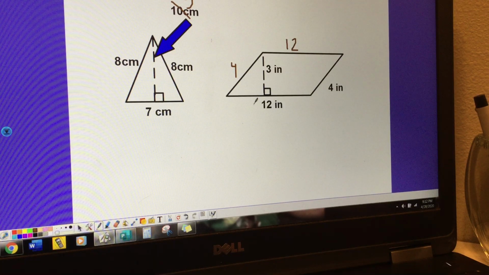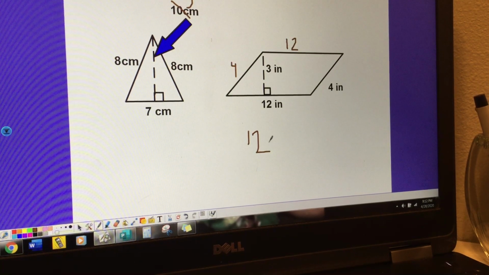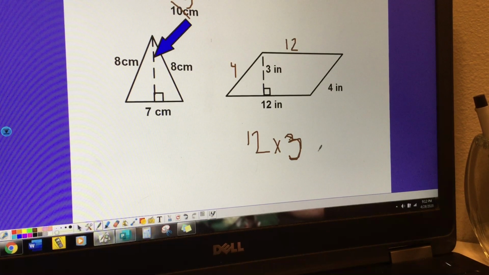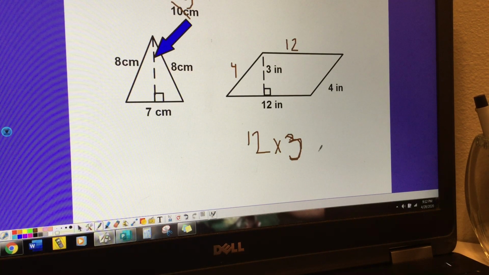The area of this shape is not 12 times 4. Why? Because the height is not 4, remember? Okay, very good. So you have 12 times the height, which is 3. Oh gosh, I'm struggling here, guys, sorry. 12 times 3 is 36. So the area of this shape would be 36 inches squared.